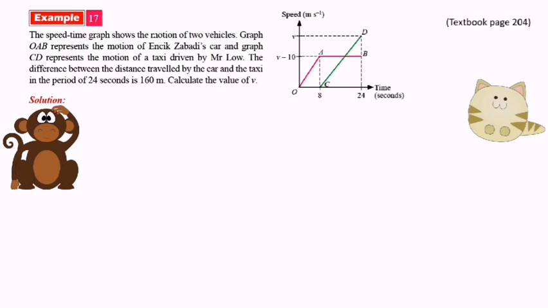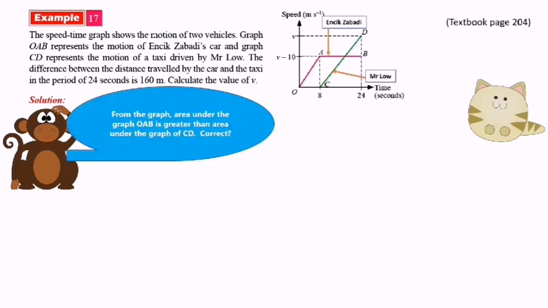Example 17. The speed-time graph shows the motion of two vehicles. Graph OAB represents the motion of Inzamjet Zabadi's car, and graph CD represents the motion of a taxi driven by Mr. Low. The difference between the distance traveled by the car and the taxi in the period of 24 seconds is 160 meters. Calculate the value of v.